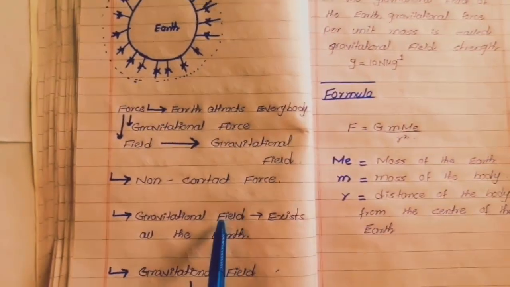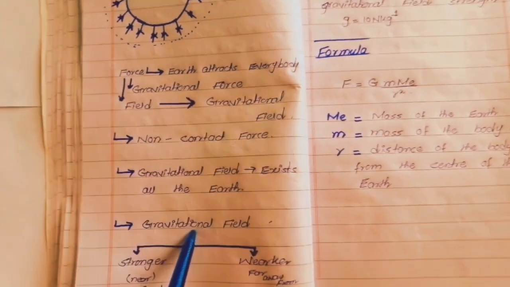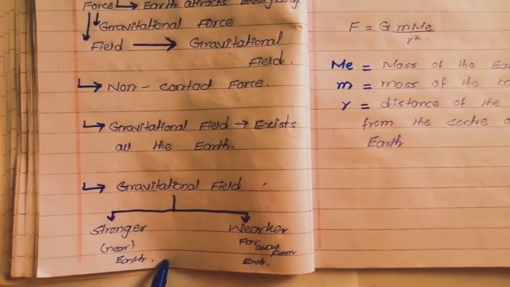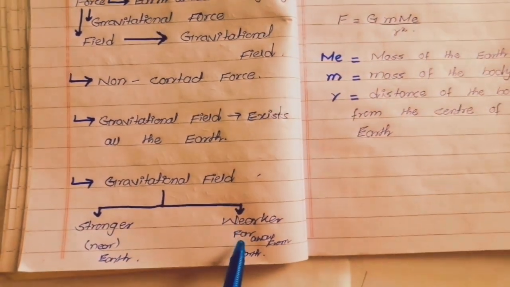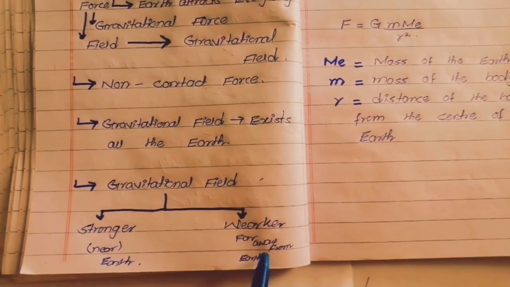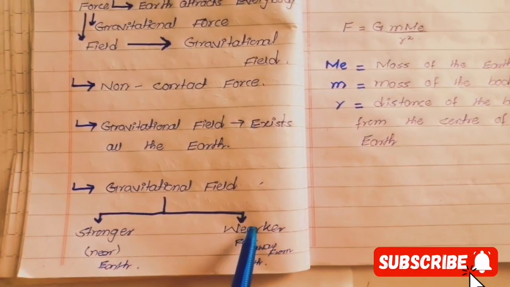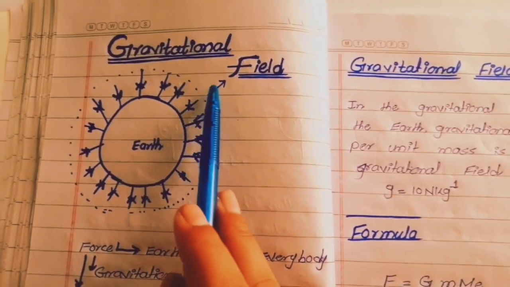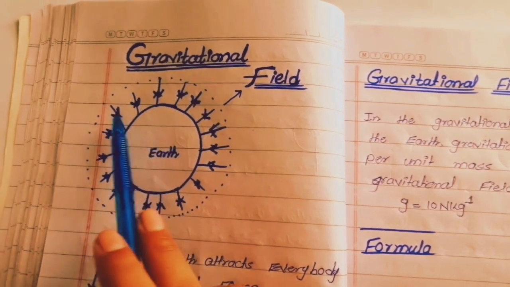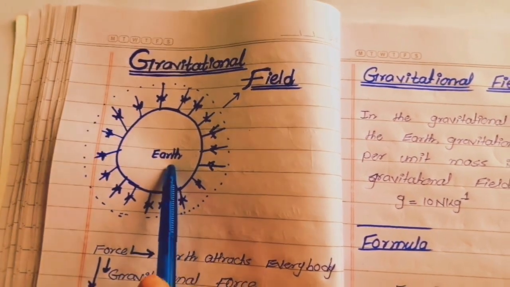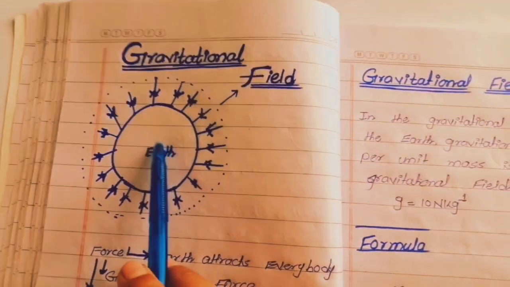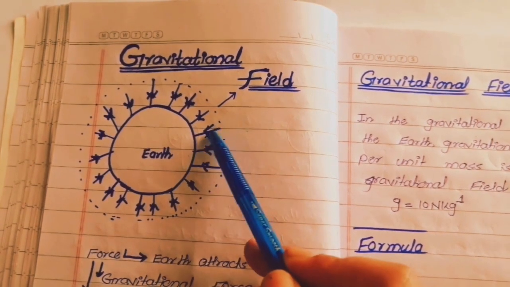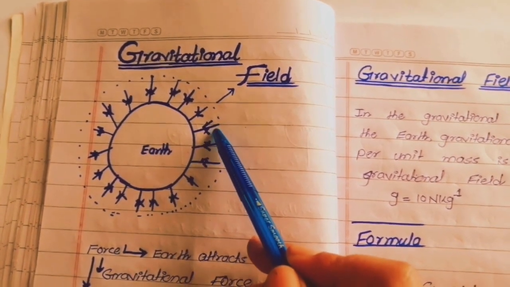And this field or force is strong when the object is near the earth, and when the object moves far away from the earth, these forces become weaker and weaker. So the force of gravitation is strong near the center of the earth or near the earth. When the objects move far away from the earth, this force becomes weaker and weaker.